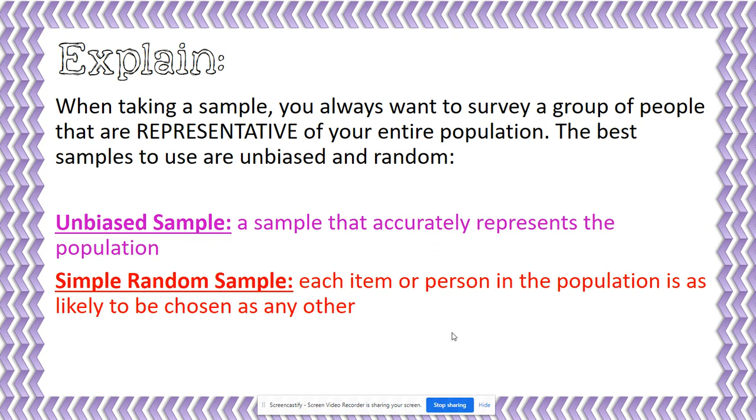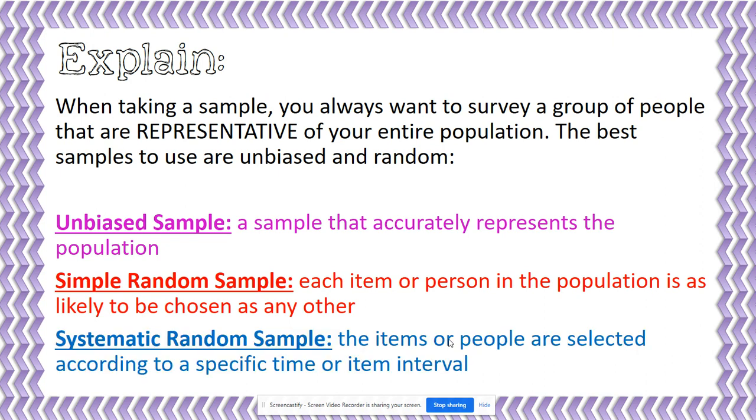An example of this would be a teacher places the names of all students in a jar and shuffles the names around and then chooses a name at random. That is a simple random sample. Every student had a chance to be selected.